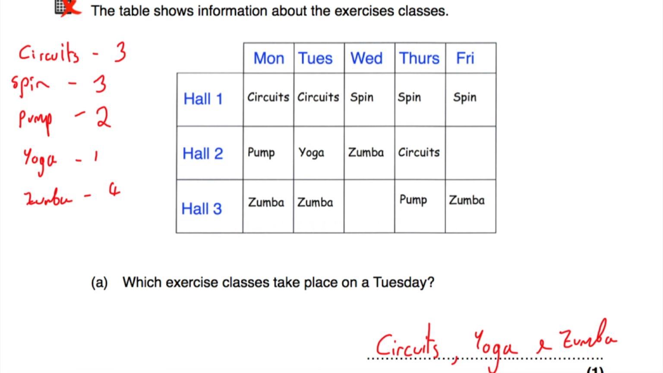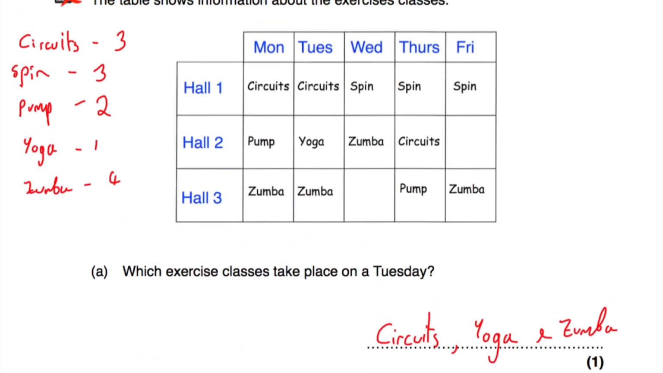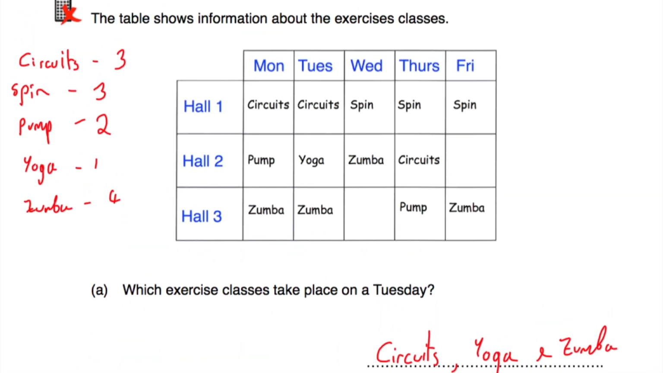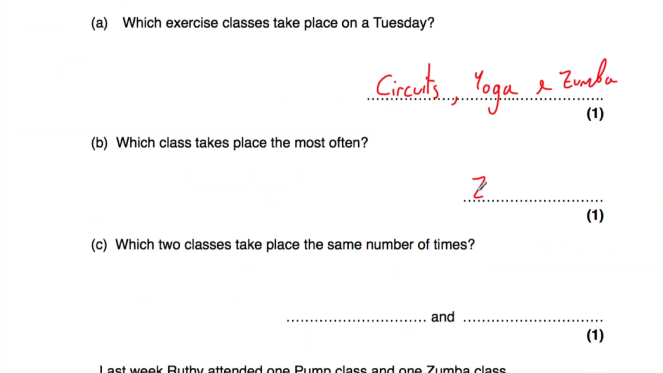So we've got them all. And part B says which class takes place the most often. So if we have a look, Zumba takes place 4 times. So Zumba is the most common class, so it takes place the most often. So Zumba.